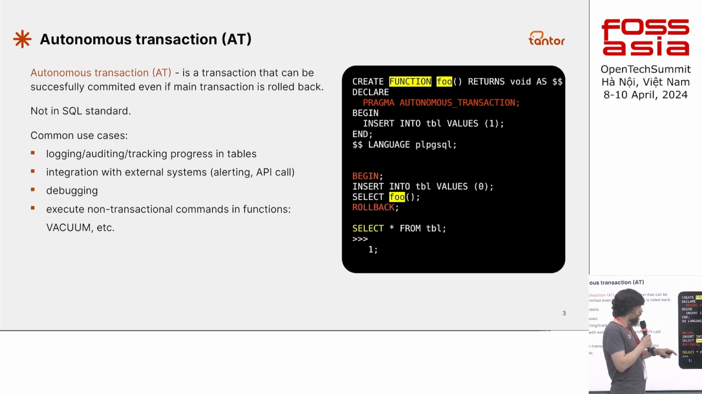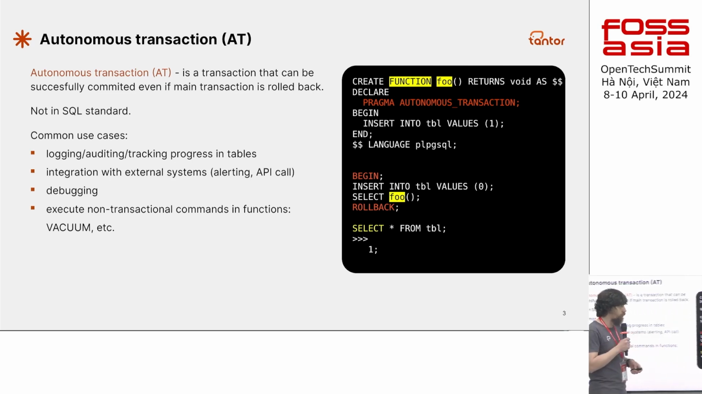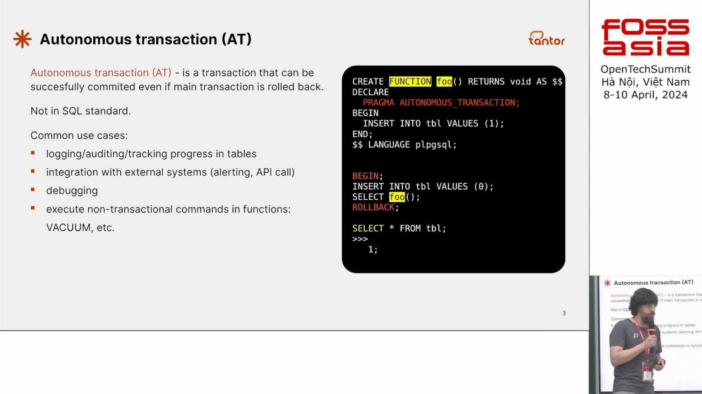And when we select from the table, we see that value 1 is in the table and value 0 is not in the table. So value 1 was stored, although the main transaction was rolled back.